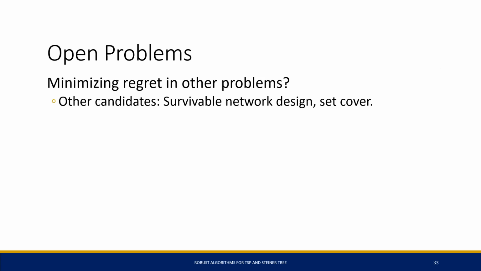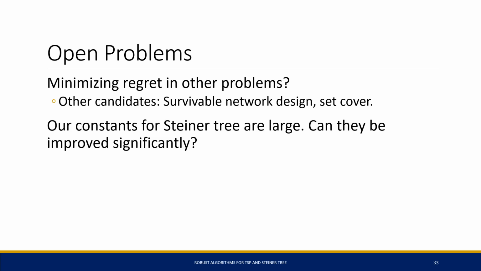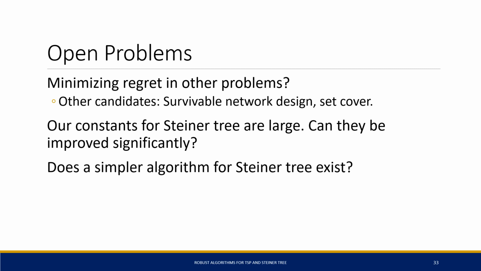So let me just conclude by talking about some open problems. This rounding and approximately solving framework we introduce is actually much more general. It doesn't just have to be applied to TSP or Steiner tree. So extending it to other problems like survivable network design or set cover seems like an interesting direction. In addition, our algorithm for Steiner tree gets a pretty large approximation ratio, and it also has a very complicated description. So finding either an algorithm with better approximation constants or a simpler description would be a very interesting way to move this line of work.